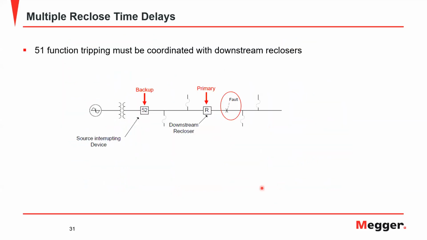So what we're talking about now, if we have a fault past the recloser, we're coordinating the time overcurrent function. And in this case, the closest device to the fault has primary tripping responsibility. This recloser should be operating a little bit faster, not a lot, a little bit faster than the relay at the substation.